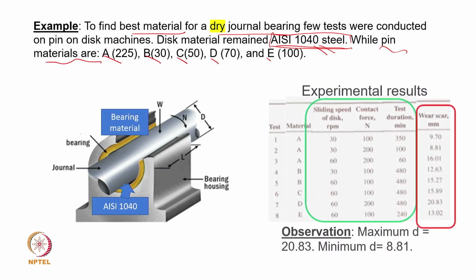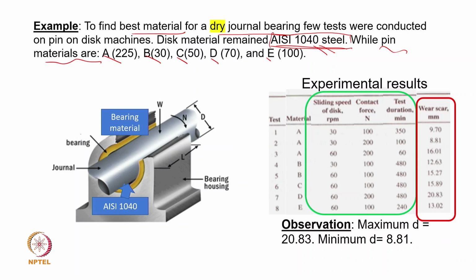So we can use a pin on disk machine, and I'm showing experimental results directly here. Of course, they have not followed the Taguchi method, they have not followed the orthogonal array. So some results are there, still we can dig out some information which is relevant to us. In this case, we see material A has been tested 3 times, B has been tested twice, C once, D once, and E once.